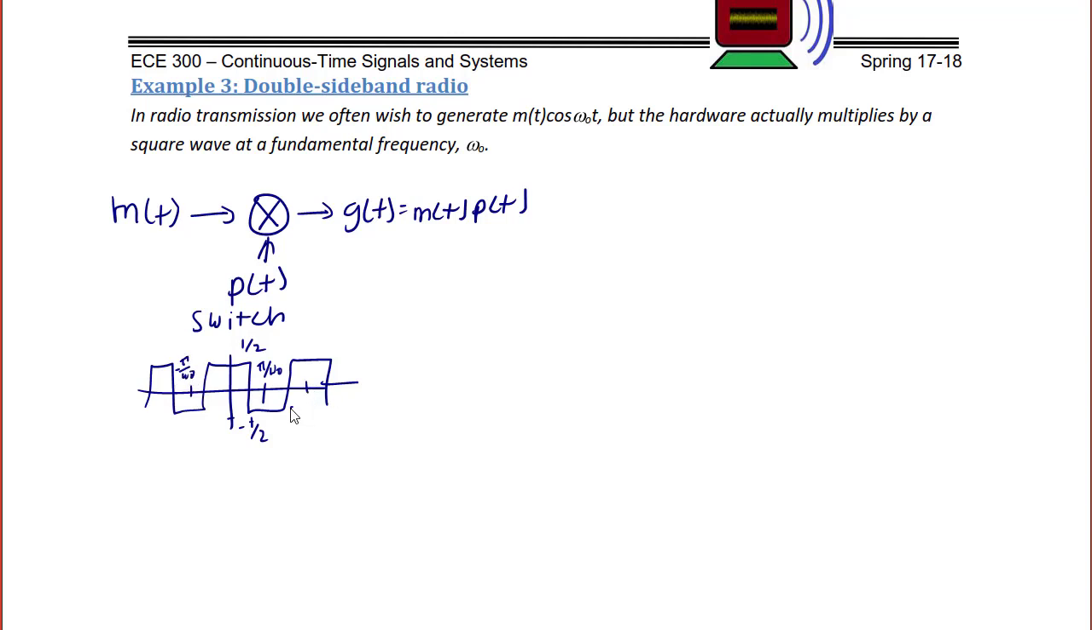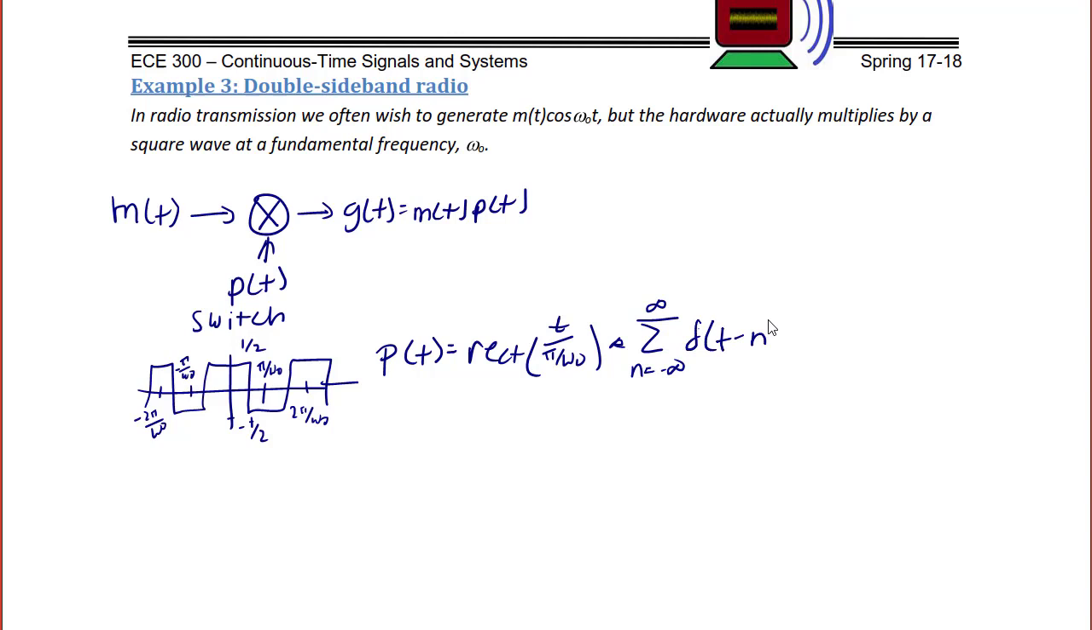So the value here would be 2 pi over omega naught, and here would be negative 2 pi over omega naught. P of t is equal to a rect of t over pi over omega naught convolved with an impulse train, n equals negative infinity to infinity, delta of t minus n 2 pi over omega naught, minus 1/2.